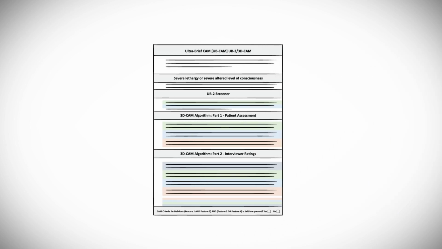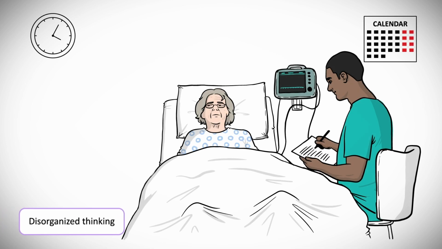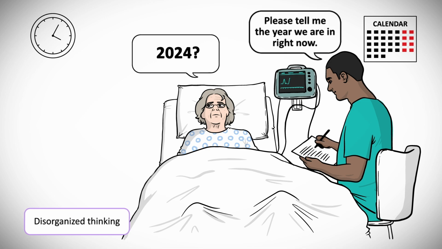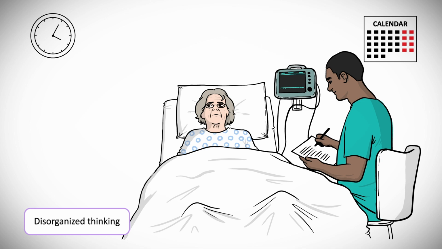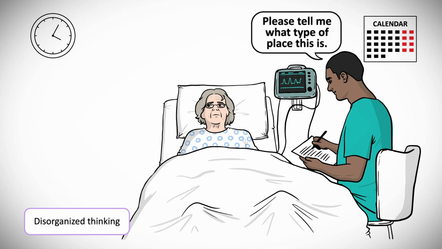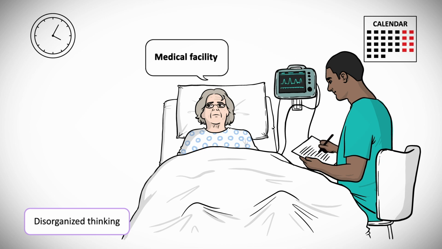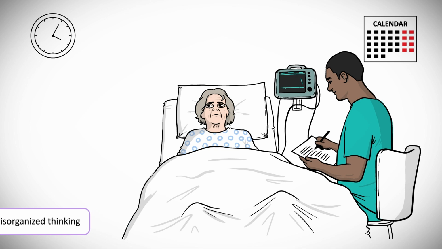Next, we will review all the possible questions that you may need to ask when using the UBCam. Ask the patient, "Please tell me the year we are in right now." The patient's answer must be the exact year. Ask the patient, "Please tell me what type of place this is." Patient should say hospital, but other answers may be acceptable, such as medical facility, etc.